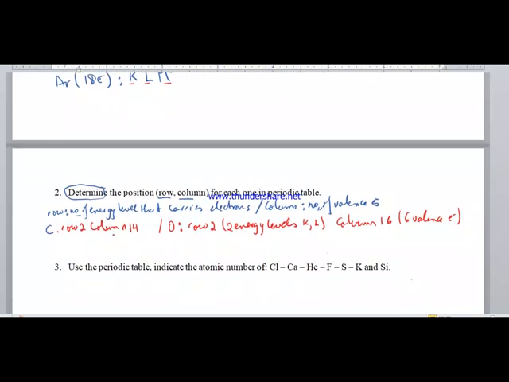So we can write: for sodium, row 3, column 1. Phosphorus, row 3, column 15. Argon, row 3 also, column 18.